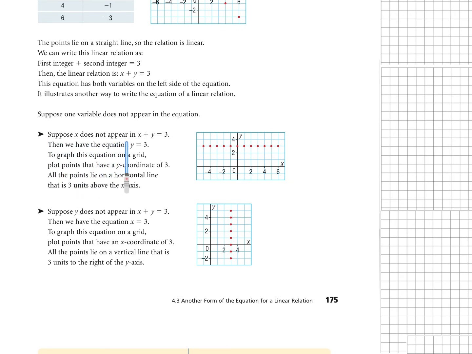Suppose x does not appear in the equation y plus x equals 3. That would mean that x would have been 0, which means that y would have to equal 3. So to graph this equation, y equals 3, for every single value of x, since x doesn't exist, y is just going to be 3. So you go up 1, 2, 3 spots on our y-axis. And we now have a line going straight horizontally across, going through our y-axis at 3.